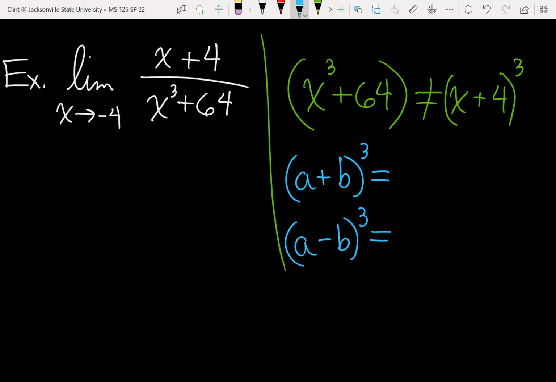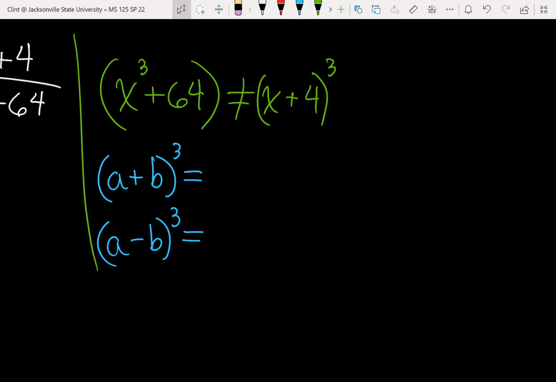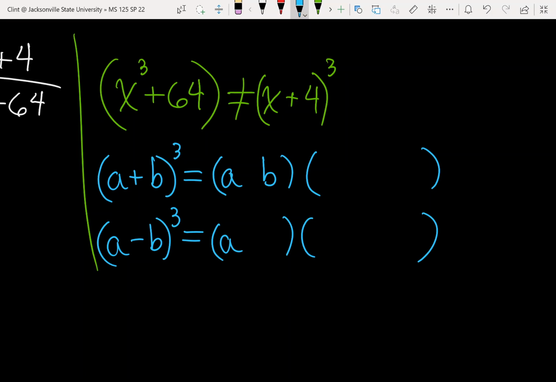So they both have the same little pattern. The only thing that's different between the two are the signs, the pluses and minuses. We're going to have two sets of parentheses, both of these. So we'll have A and we'll have B. And the second set of parentheses is the part that's a little harder to remember. So we're going to start with A squared.